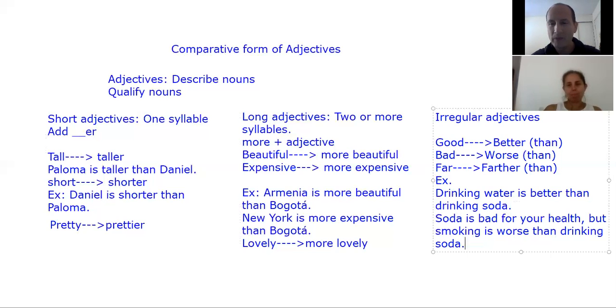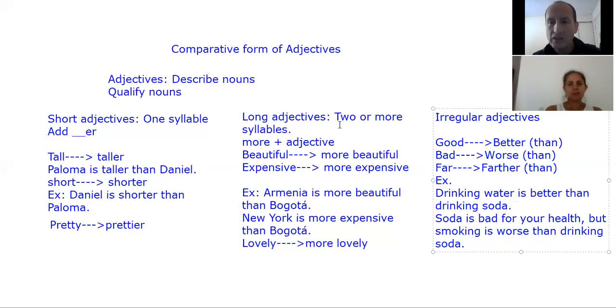That's a good example. Okay, this is what has to do with the comparative form of adjectives. We have three cases. The first case, short adjectives. In general, they are adjectives that have one syllable or some of two syllables, all right? In that case, you add er at the end of the adjective. Okay, tall, taller, short, shorter. Pretty has two syllables. That is one option. Prettier.